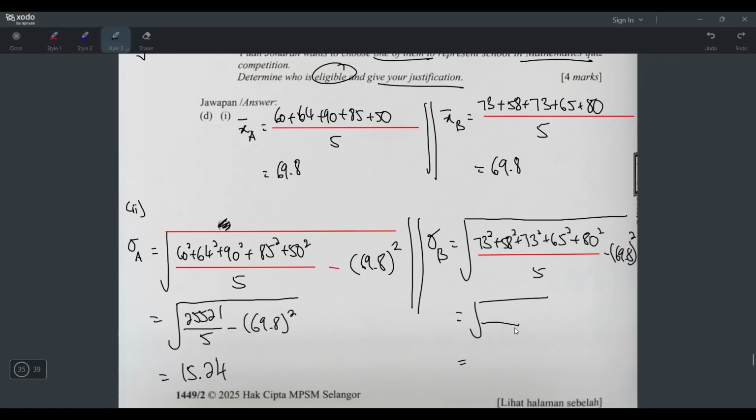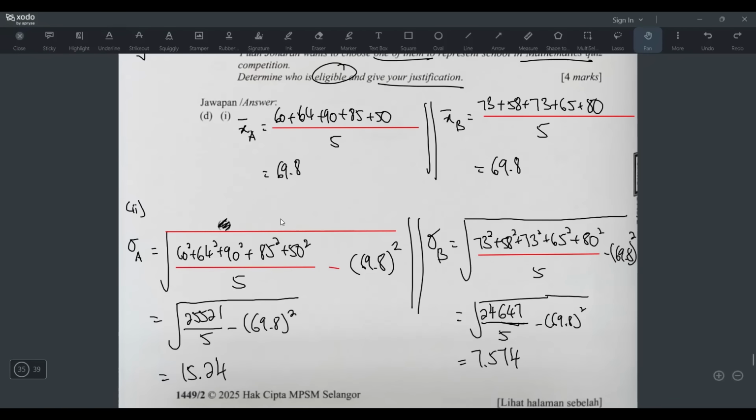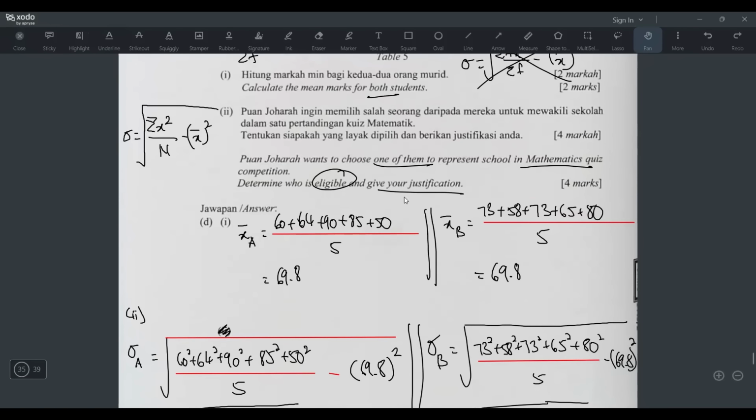Same thing here. Don't give the final answer first. Press the top part first, so you get 24647. And also if you press the top part like that, when you want to check your answer, it will be easier to check later on. Okay, and then over 5 minus the 69.8 square. And then now you can use the answer button. Divide 5 minus this one square and then square root the whole thing. Alright, 7.574.